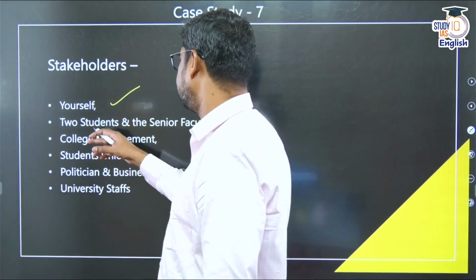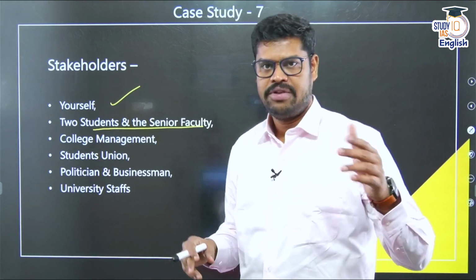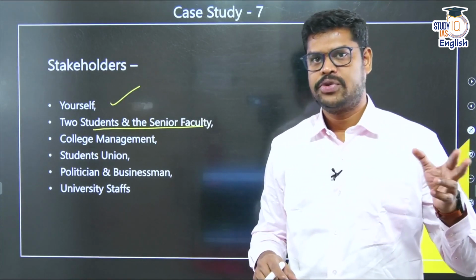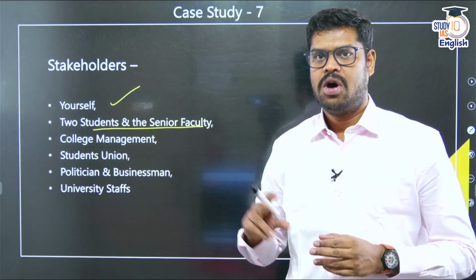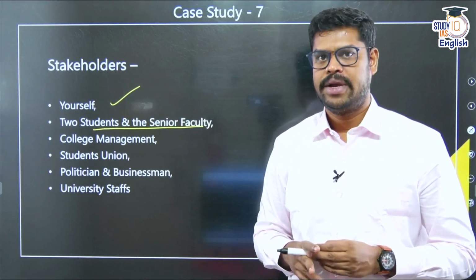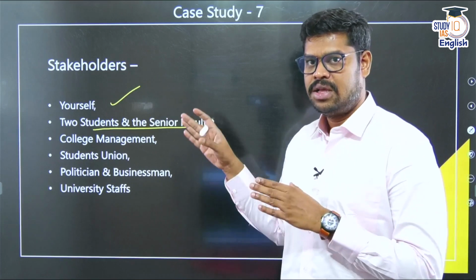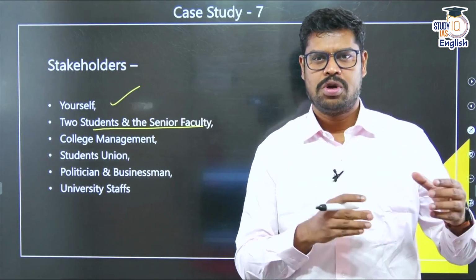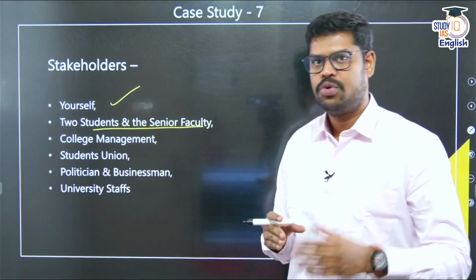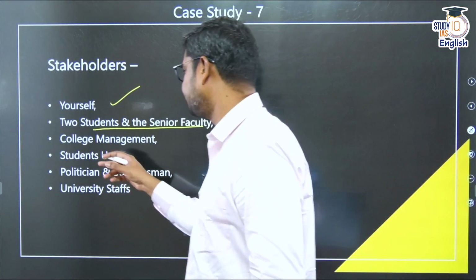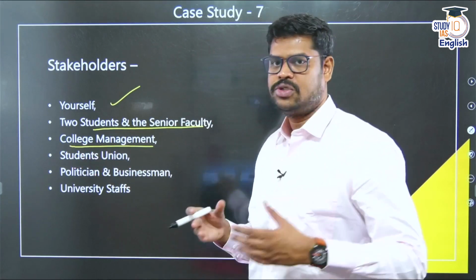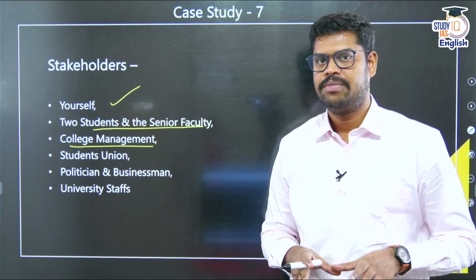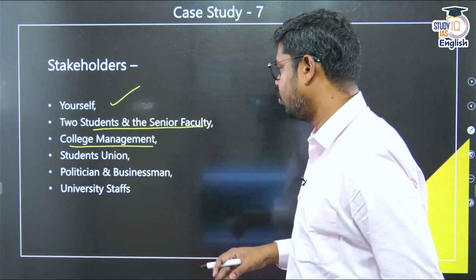And then the two students and the senior faculty who is involved in the unfair practices. As a vice principal, you'll have to see whether to punish them because they have engaged in unfair practices, or to go with the direction given by the management because they feel that the father of these two students is very important, and this could also bring disrepute to the management or the college. And then of course the college management, who want to preserve the interest of the college. They don't care about anything else apart from the interest and the reputation of the college.